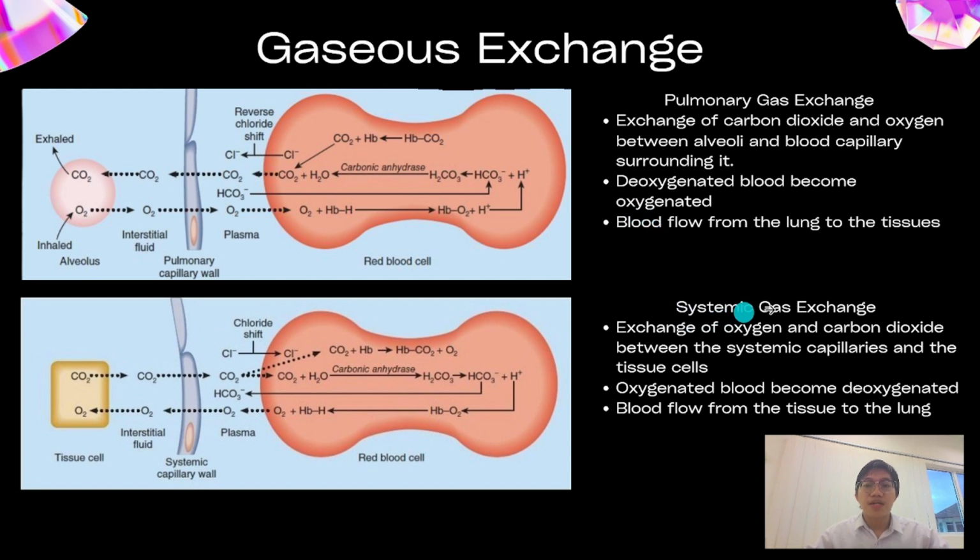For the systemic gas exchange, the exchange is between systemic capillaries and the tissue cells, and the blood converts from oxygenated blood to deoxygenated blood. So in this picture here, we can see how the carbon dioxide is transferred in and out of the body.